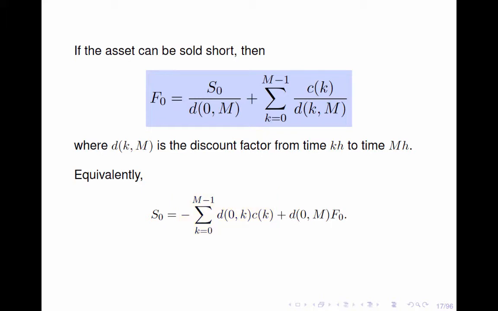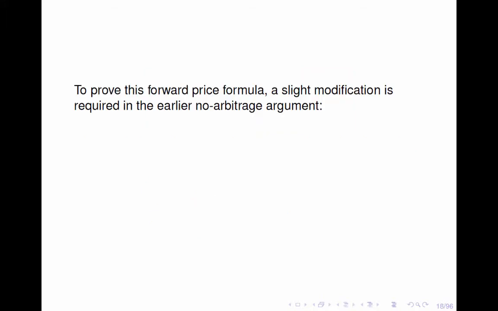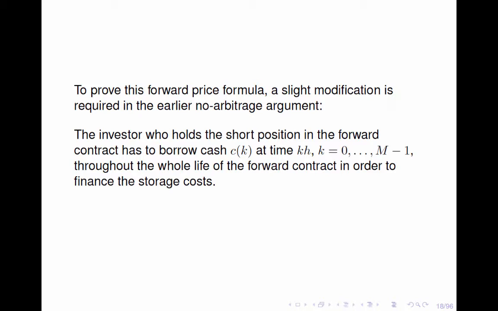The proof of this formula is similar to the previous no arbitrage argument, but with a slight modification. The investor who holds the short position of the contract will need to borrow cash of amount Ck at time Kh to finance the carrying cost.